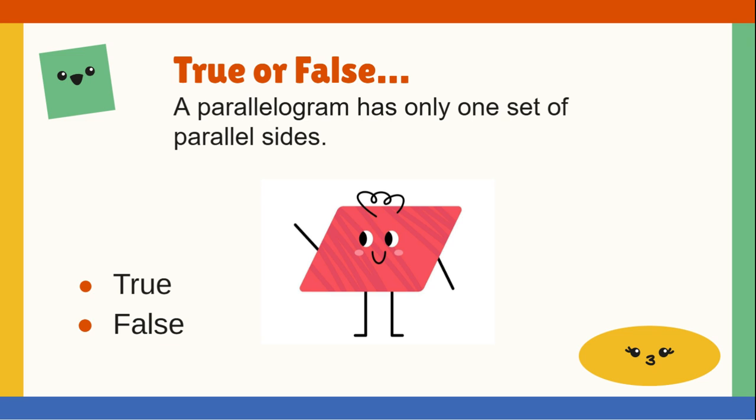Next up, true or false? A parallelogram has only one set of parallel sides. That would be false. If it only has one set of parallel sides, it would be a trapezoid. A parallelogram has two sets of parallel sides.